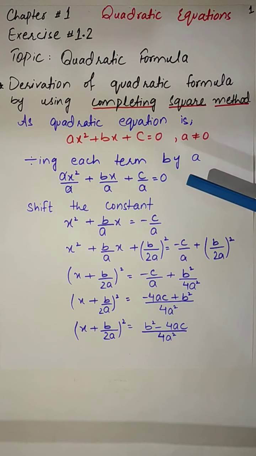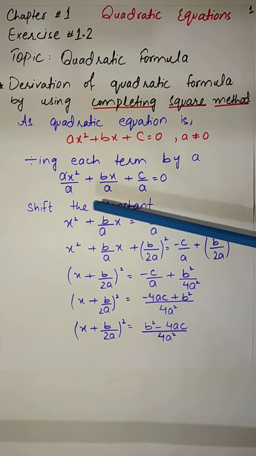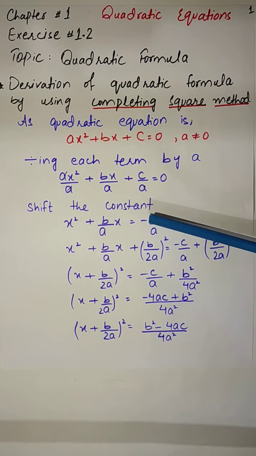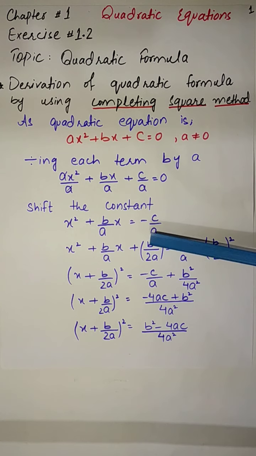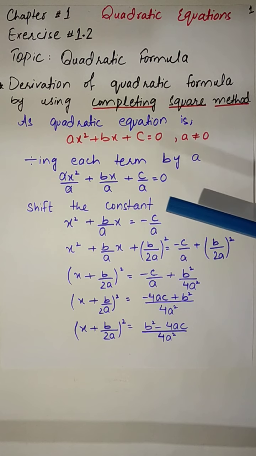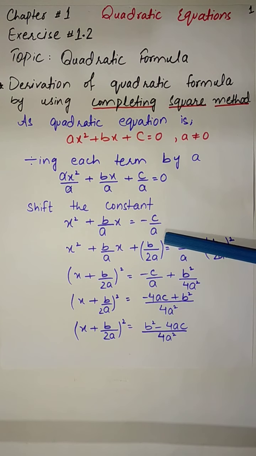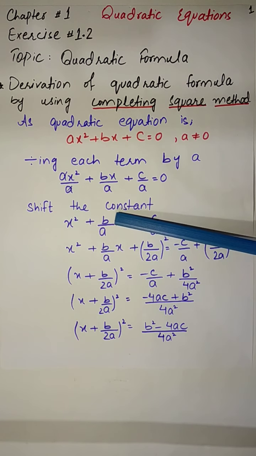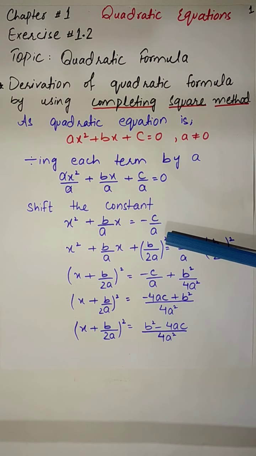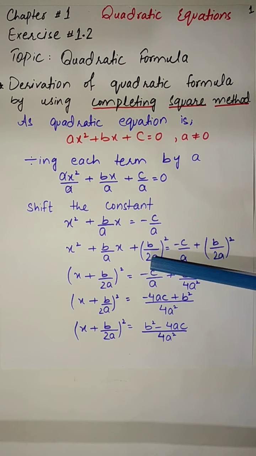Now we will follow the second step, that was to shift the constant to the right side of equality, and it becomes x square plus b by a x is equals to minus c by a. After that we will follow the third step. In this, as in the previous lecture, we have to add the square of half of coefficient of x.